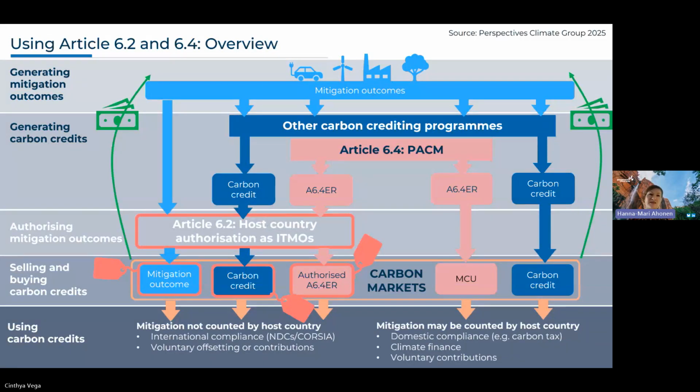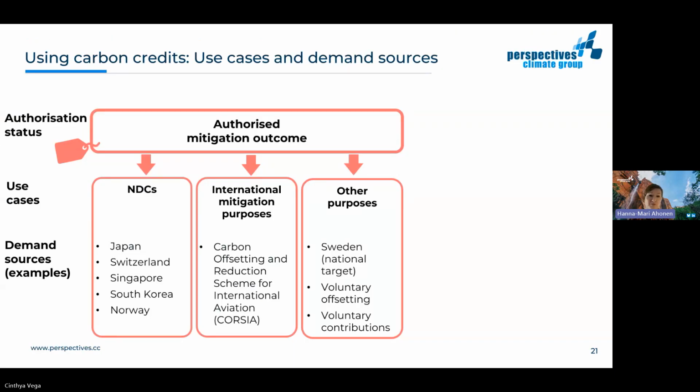And then in the next slide, we actually see some potential buyers of different types. So those mitigation outcomes that are authorized as ITMOs, you can use them towards NDCs. At the moment, we have countries like Japan, Switzerland, Singapore, South Korea, and Norway who are buying ITMOs towards their NDCs. So they're in the market at the moment. They have different purchasing programs. They're looking for ITMOs for NDC purposes.